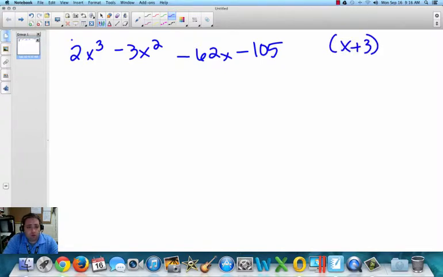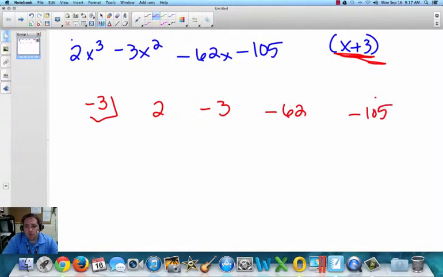is a factor. So the way this works is I look here at my factor. I'm looking at the x plus 3, this x plus 3 right here. That tells me to put negative 3 into my box, and then I'm going to use my coefficients of 2, negative 3, negative 62, and negative 105.